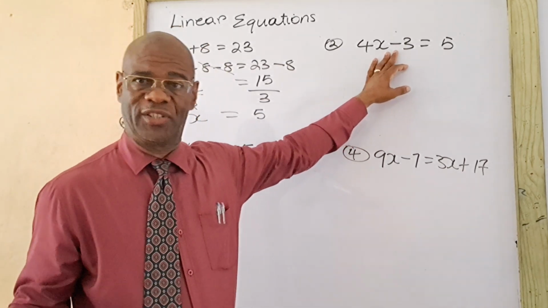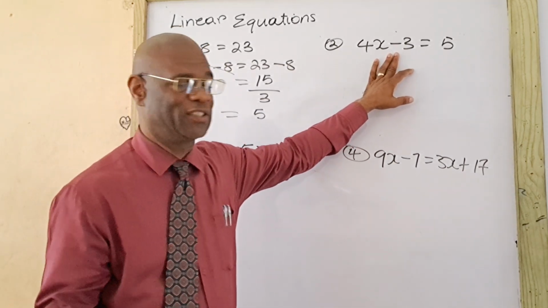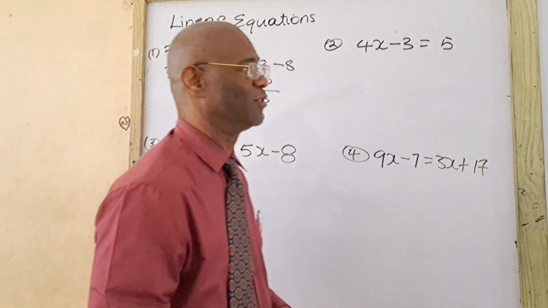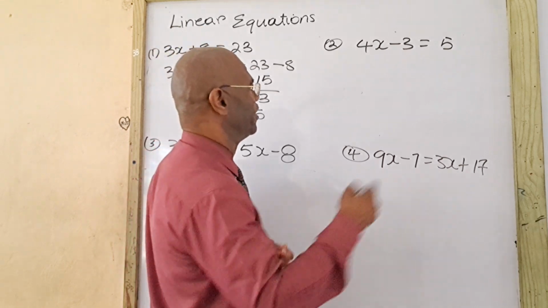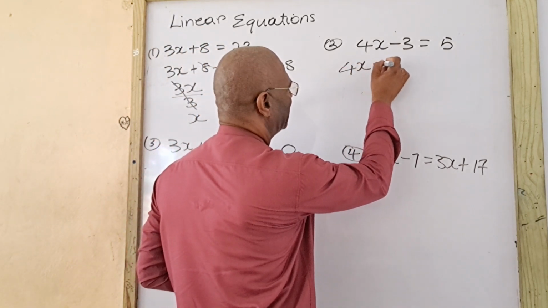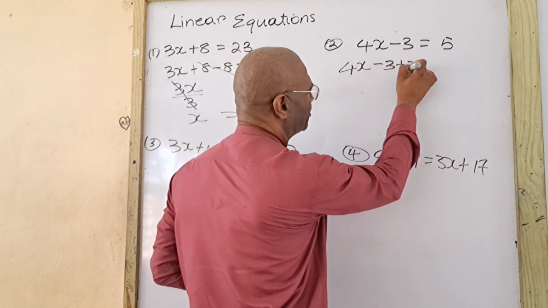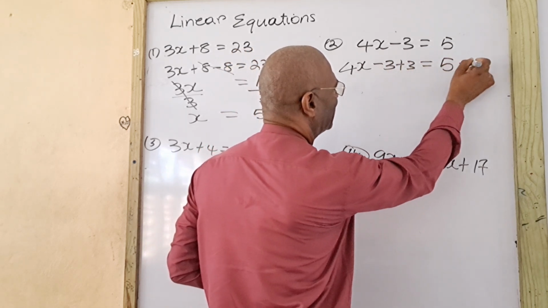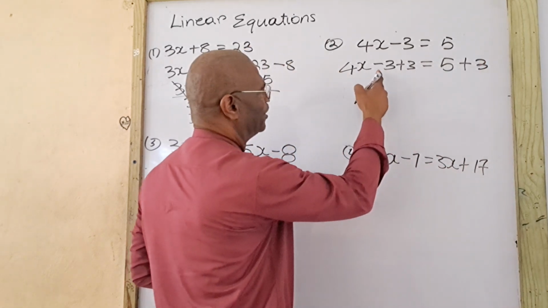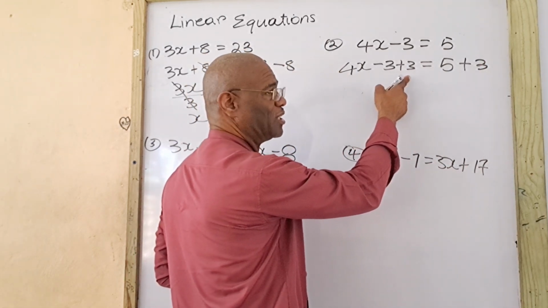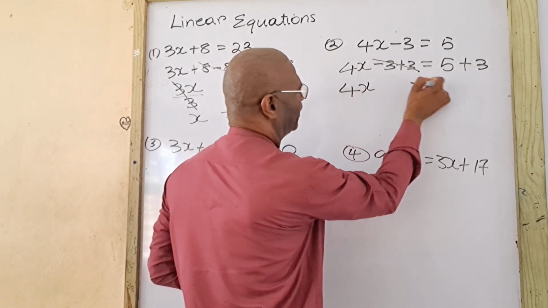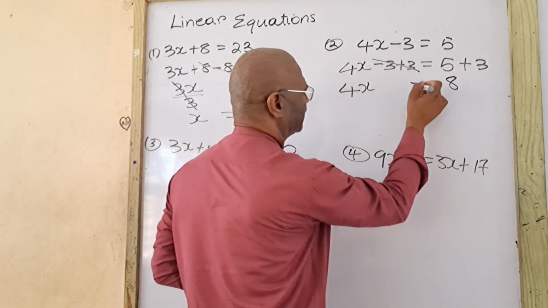If I add 3 to negative 3, they cancel. Right? So that's its additive inverse. And I must add 3 to the other side as well. So we have 4x minus 3 plus 3 equals 5 plus 3. So the negative 3 plus 3, that's 0, they cancel. We are left with 4x equals 8.